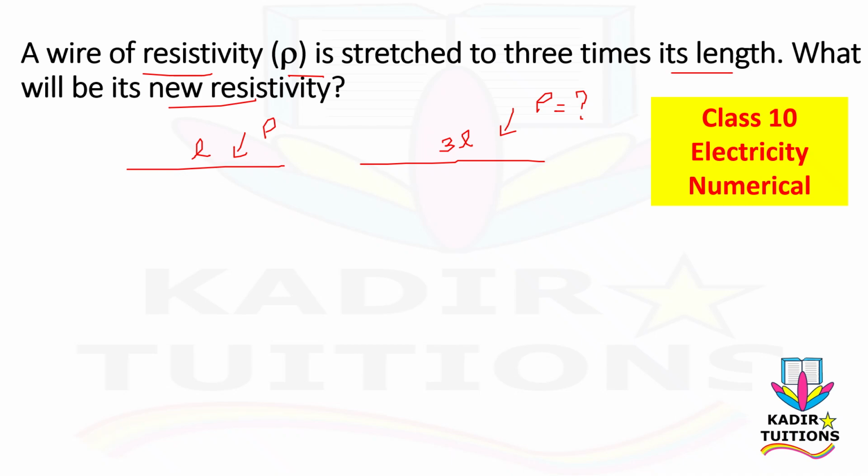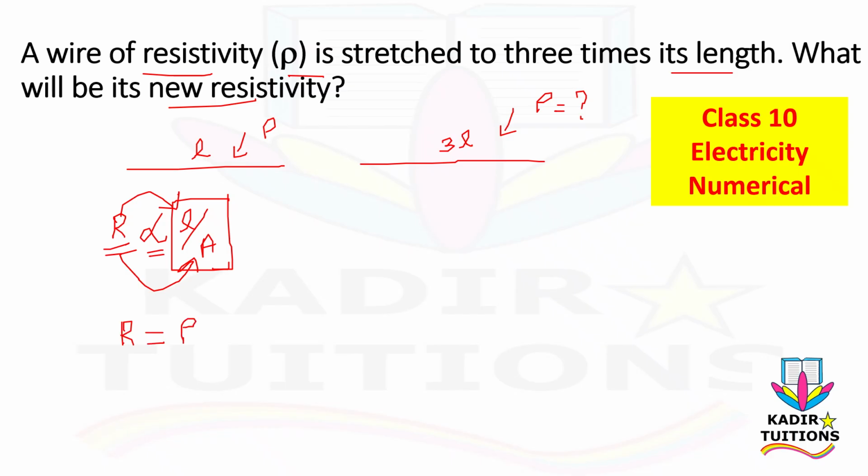So how did this resistivity actually come? We know that resistance is proportional to L by A. That means the resistance of anything depends upon the length and the area of cross section of a particular wire. So resistance is directly proportional to the length of the wire, and inversely proportional to the area of cross section of the wire. And we change this proportionality to equality by introducing a constant called resistivity. So what is this resistivity?